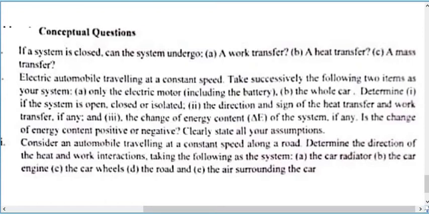Hello everyone, welcome to our new tutorial video on solving problems from thermodynamics. Let's start with reading the question.